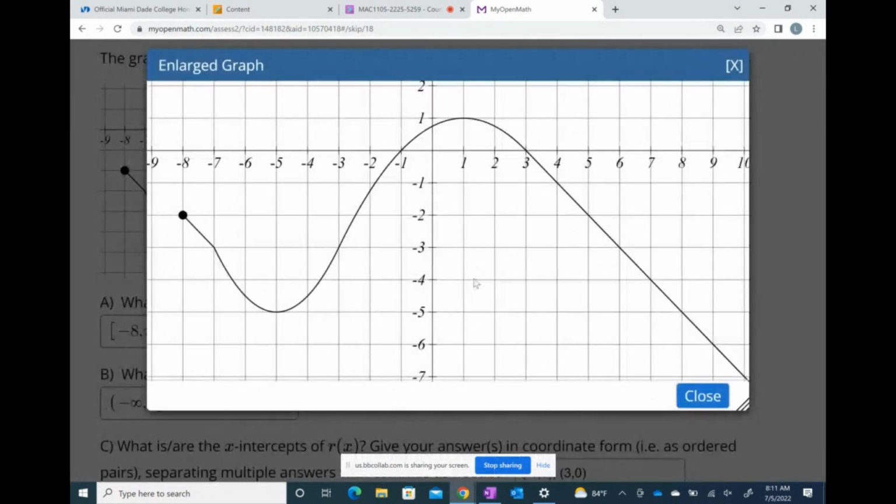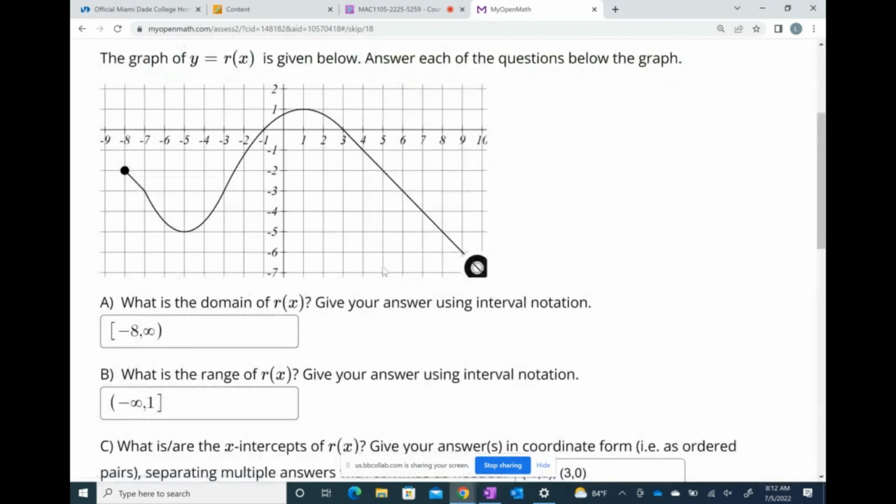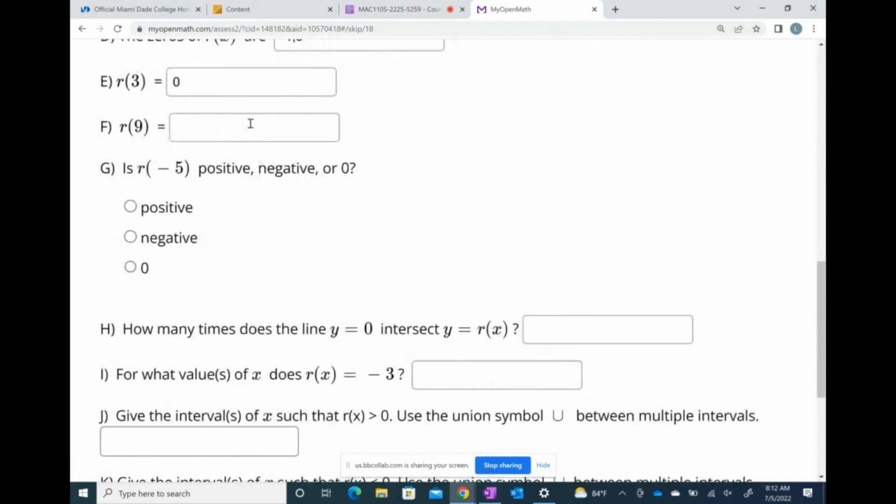How about R of 9? Make it bigger. Let's see, who can tell me? Yes. -6. All right, so here is x equal 9. So we go down to whatever the function is, in this case down here, and we read off the y bar, right? So -6. So remember, what that means is that the point 9, -6 is on the graph, okay? That's what it means to say that R of 9 equals -6.